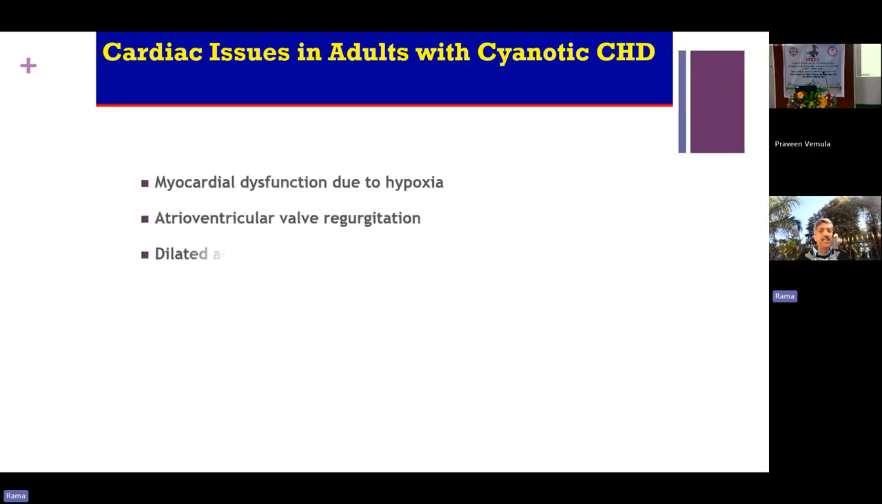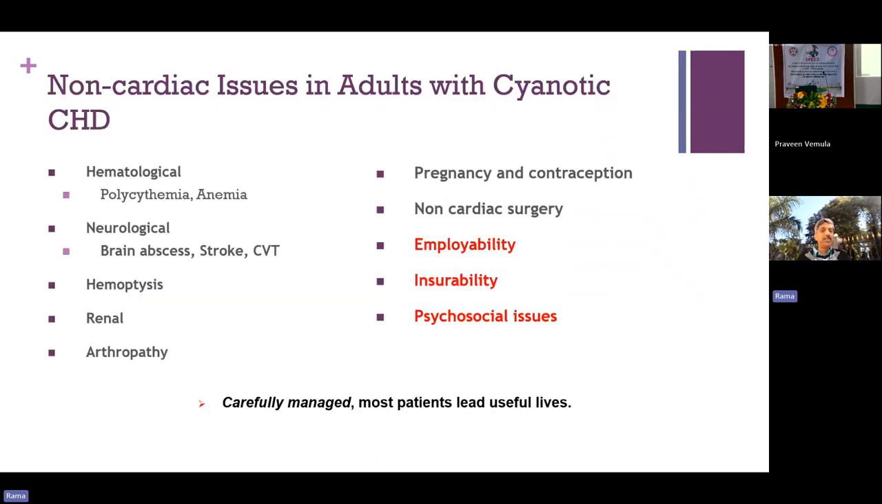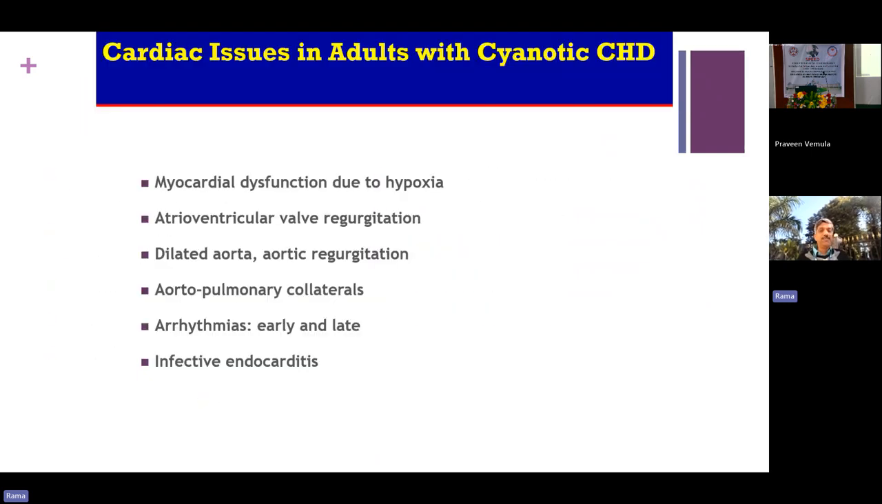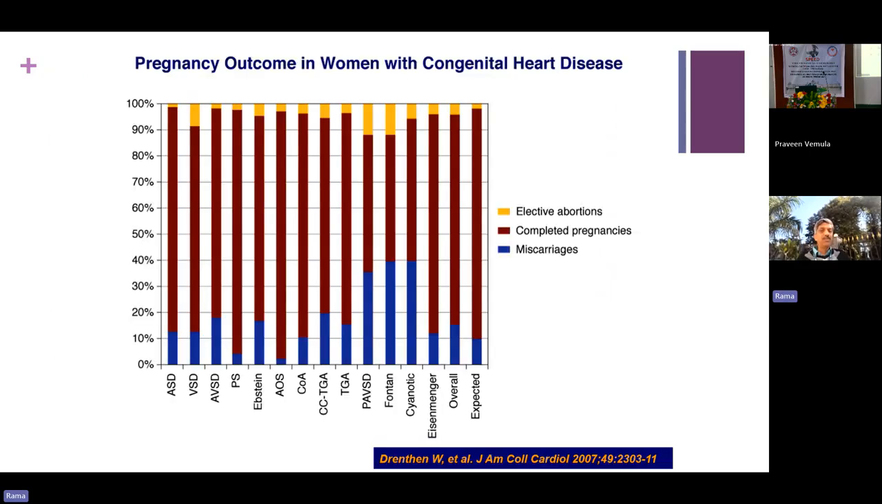So these are some of the issues that can happen. The cardiac issues that can happen: myocardial dysfunction, AV valve regurgitation, dilated aorta is emerging as a very important thing, aortopulmonary collaterals, arrhythmias, and infective endocarditis. These are the non-cardiac issues that can happen. So a lot of these issues are there. But these two slides are very important.